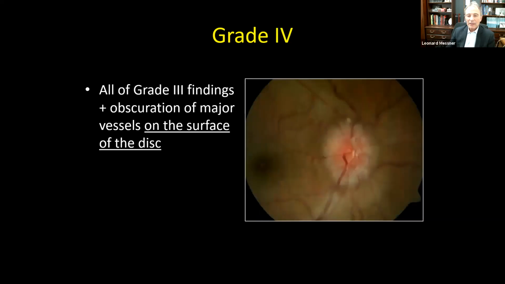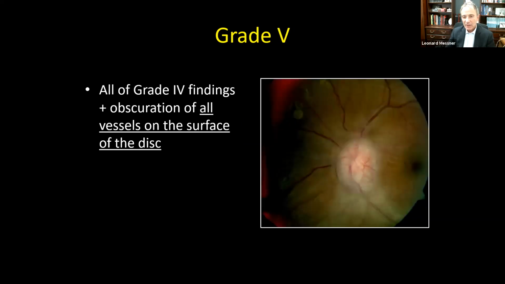Grade 4 is all of the previous findings plus significant obscuration of the major vessel findings and architecture on the surface of the optic nerve. And then finally, stage 5 is where the optic nerve takes on something of a champagne cork-like appearance, and there's obliteration pretty much of the total surface structure of the optic nerve head, as well as filling in of the optic cup.